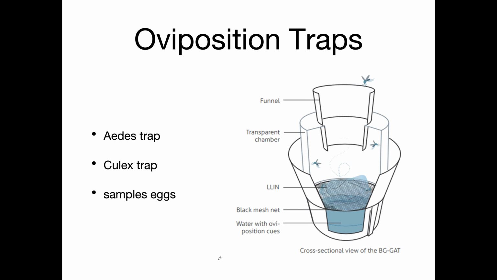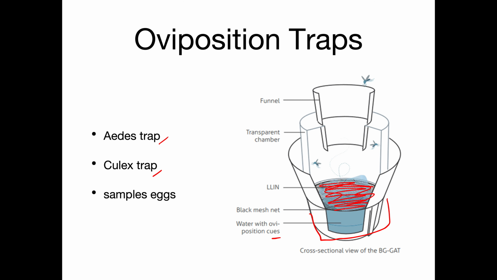Now we look at oviposition traps. And oviposition traps are used specifically to look for Aedes aegypti and the Culex mosquitoes. Here they will take water with oviposition cues. So they'll have maybe some stagnant water. They'll take water from a local pond, water that would attract mosquitoes, and they put it here in the bottom of this kind of big bucket type of thing. And then on top of the water, they put netting.